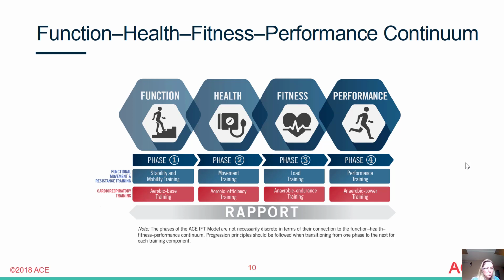The ACE integrated fitness training model consists of 2 components, each of which is then divided into 4 phases that run parallel to their function. So we've got function, health, fitness, and performance on the continuum. Rapport is the foundation for success during all these phases.